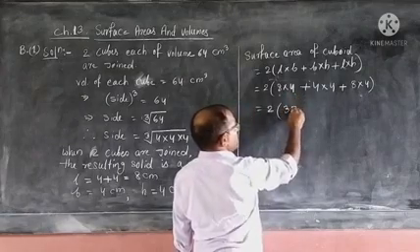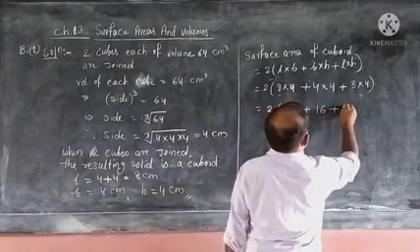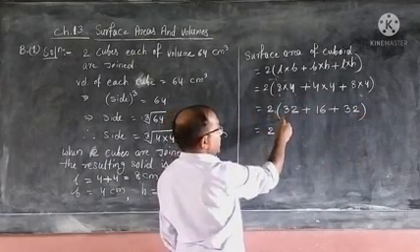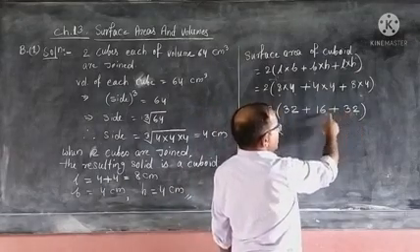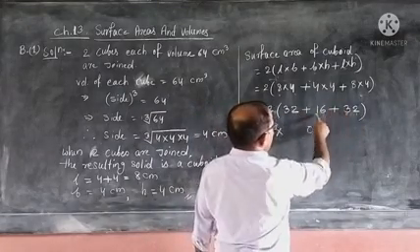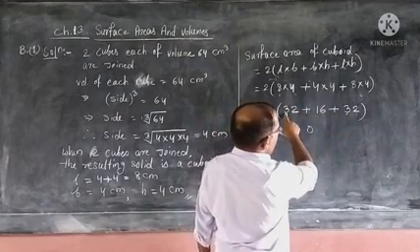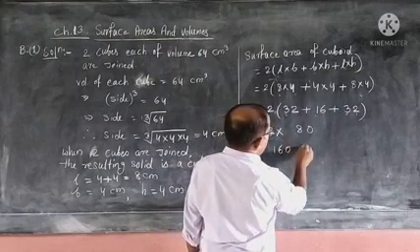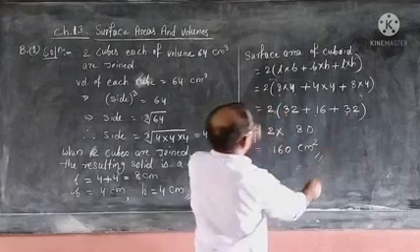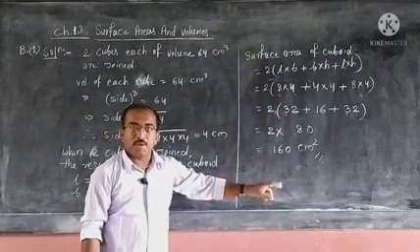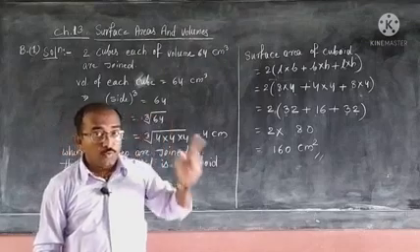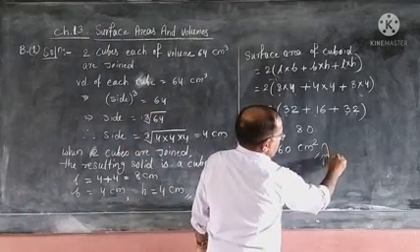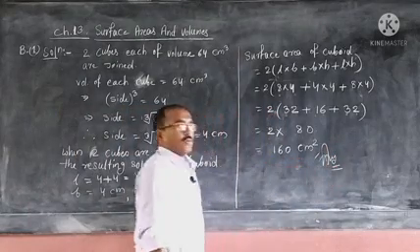8 4s are 32, 4 4s are 16, and 8 4s are 32. So 2 into (32 plus 16 plus 32), that is 2 into 80, which is 160 centimeter square. You know area is represented with a square unit and volume with a cubic unit. So the surface area of the resulting cuboid is 160 centimeter square. Hope you have learned it.